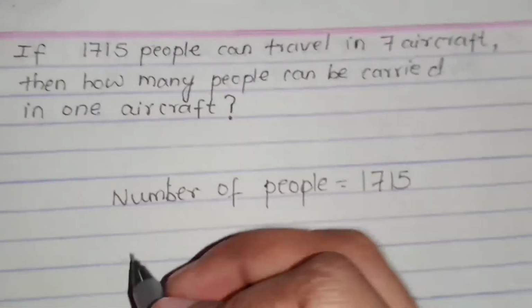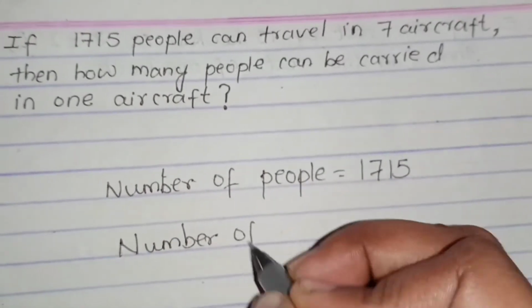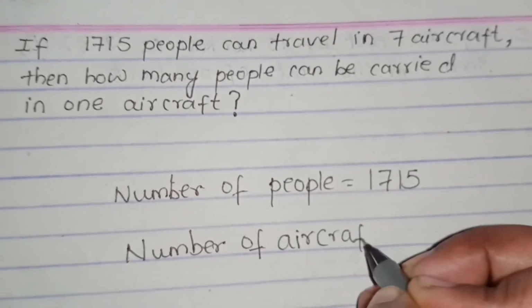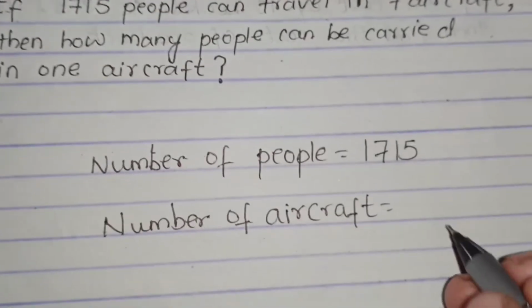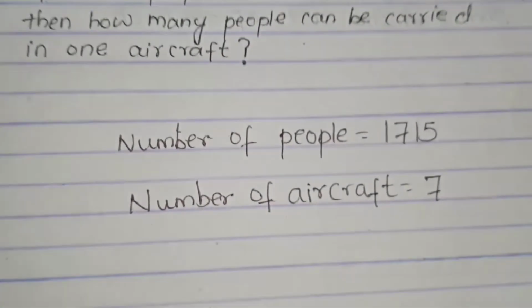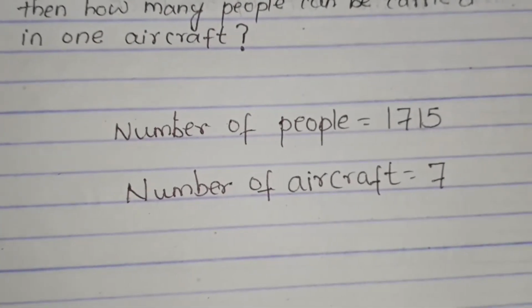1750. Okay, then we will write number of aircraft. Okay, how many aircraft are there? So how many are there? There are 7 aircraft. Okay, so we have to find how many people will be there in one aircraft. So what you have to do? For one, we have to divide.